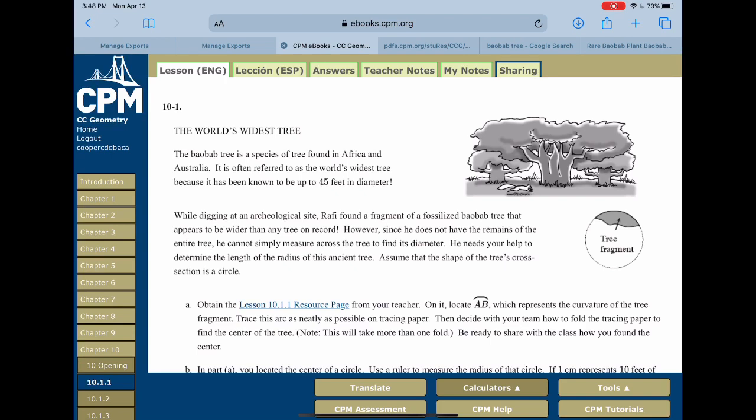Problem 10-1 involves a situation with a baobab tree, a unique tree found in Africa and Australia. Before we continue, let's watch a brief video that will tell us more about this remarkable tree.